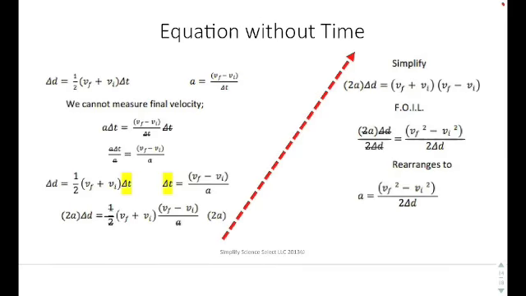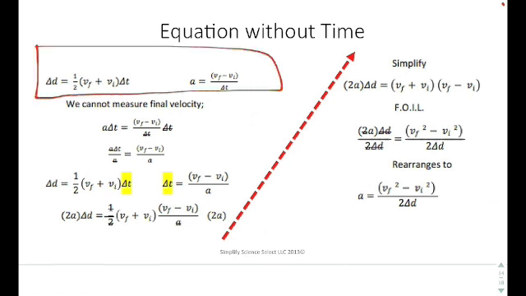And so that is the equation without time, and here's where the formula comes from. If you look, we have our original two kinematics motion equations. You have the one for delta d equals 1/2 (vf plus vi) times t.